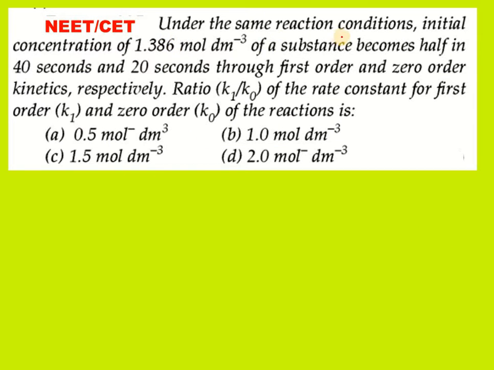Next question. Under the same reaction conditions, initial concentration of 1.386 moles per decimeter cube of a substance becomes half in 40 seconds and 20 seconds through first order and zero order. Means 40 seconds is the first order half-life, 20 seconds is the zero order half-life. And they are asking the ratio K1 by K0, the ratio of these rate constants, first order K1 and zero order K0, for the reaction.